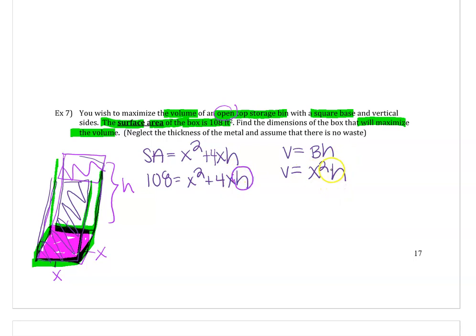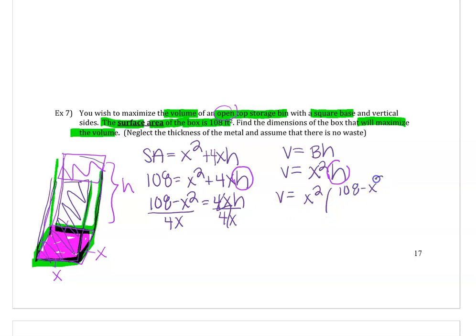I can easily solve for h here. I wouldn't solve for x because there's two x's here. That gets a little confusing. So I'm going to isolate the h. So I subtract the x squared. And then I would divide by 4x. Okay, so I'm going to write h is 108 minus x squared all over 4x. And then I'm going to plug this in for y equals. So that means every y value is representing the volume, and then x is representing the base.